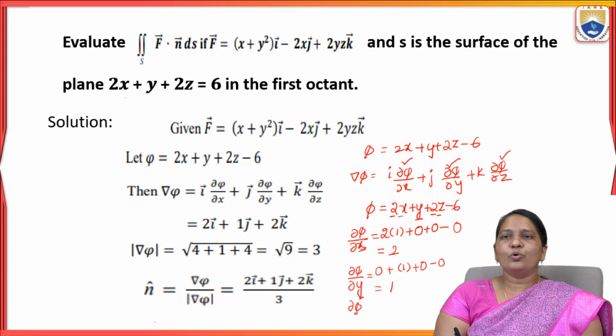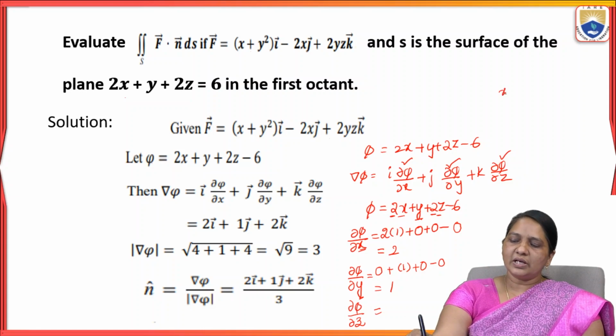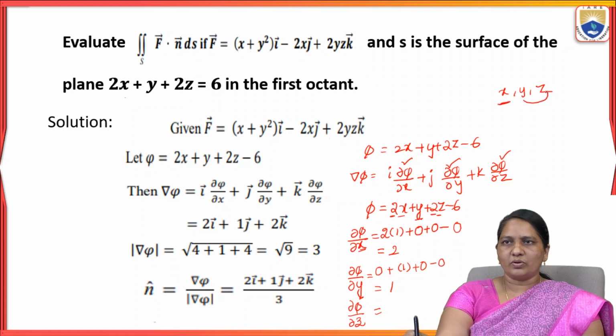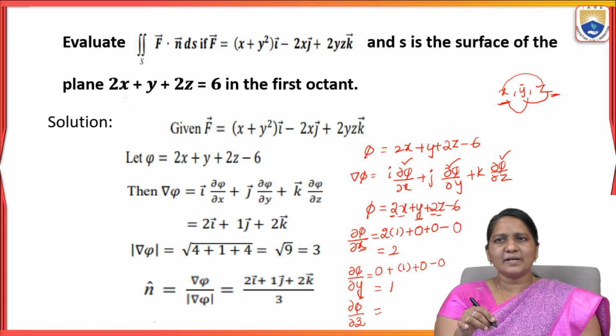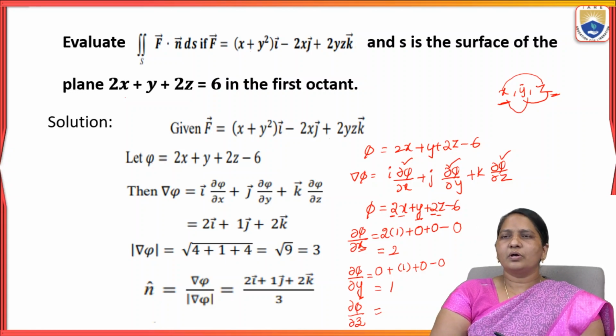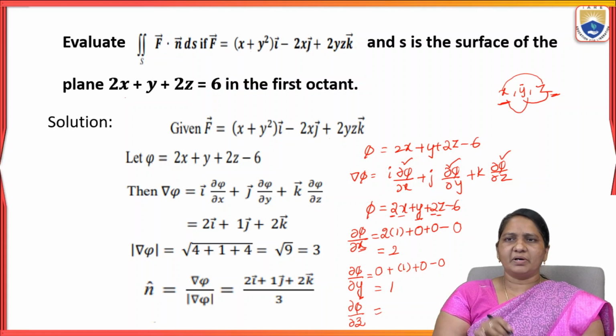Now we are doing dou pi by dou z, pi with respect to z. When I am doing with respect to z, x and y are both constant. Here x, y, z, three variables are there. If I am doing with respect to x, the remaining two are constant; if with respect to y, the remaining two are constant; if with respect to z, the remaining two are constant. We have to treat it like this when doing partial differentiation. You already learned partial differentiation before, so you have to remember the formulas for differentiation and partial differentiation.